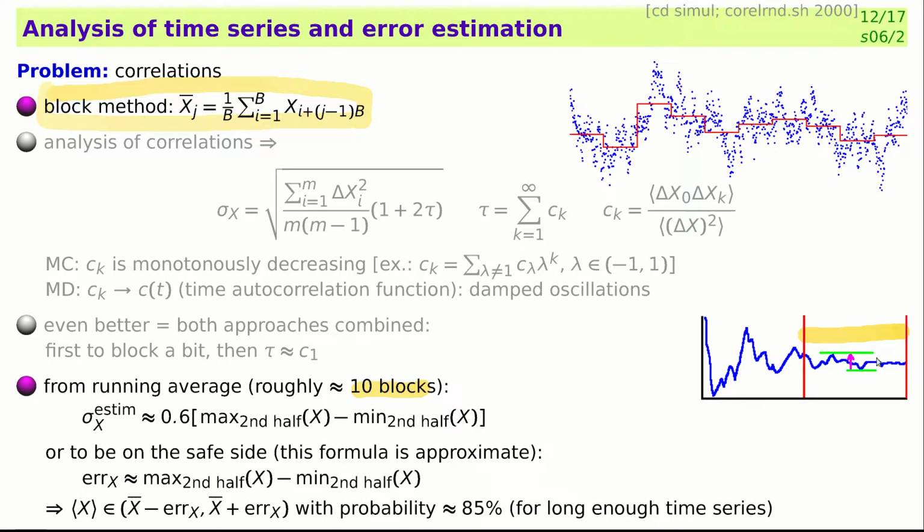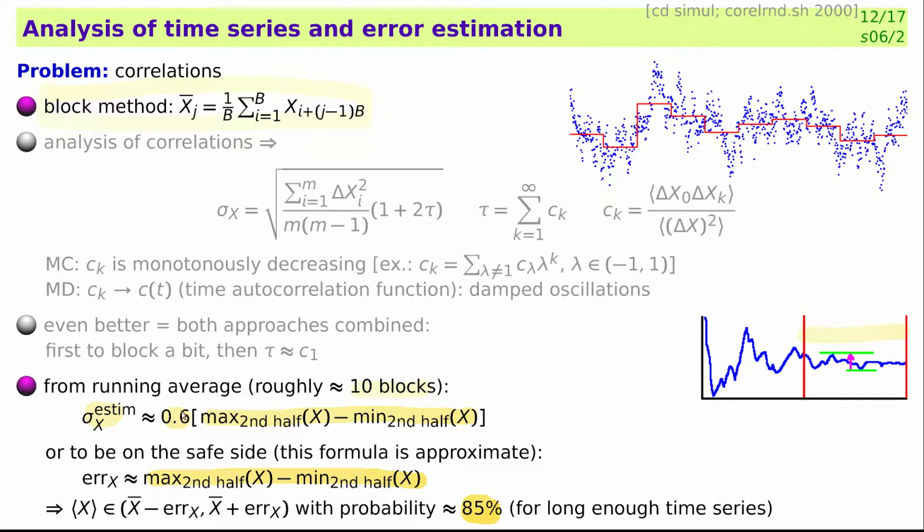in the second half of such a cumulative convergence profile, and the sigma is approximately 1.6 times the difference maximum minus minimum. If you wish to be on the safe side and quite lazy as regards precise definitions, you can just take the maximum minus minimum. Then you have confidence level about 85%. But still, it's better to have some estimate than nothing.